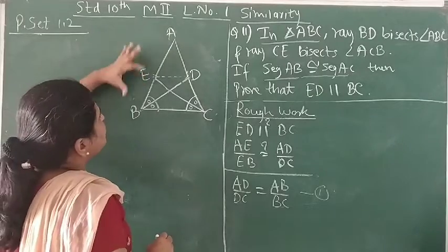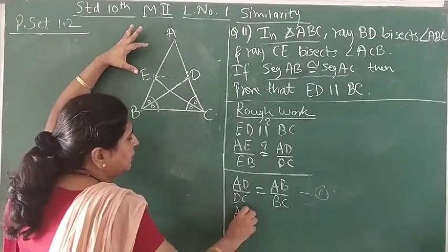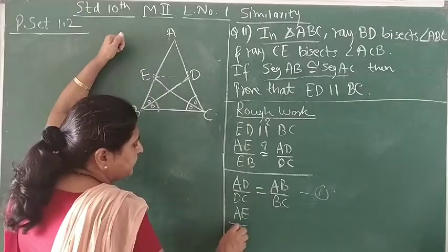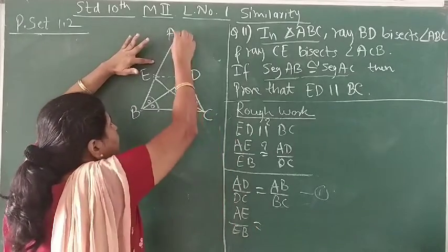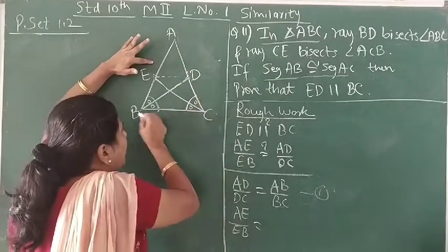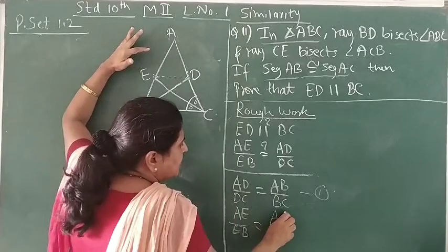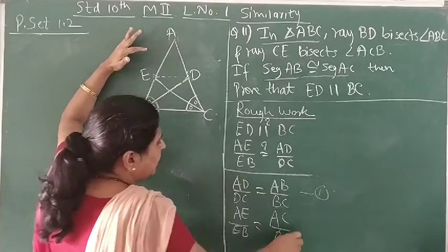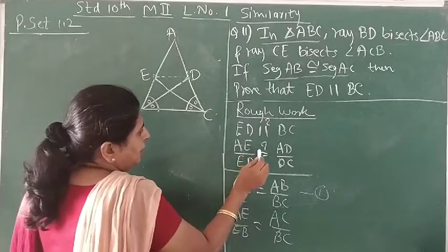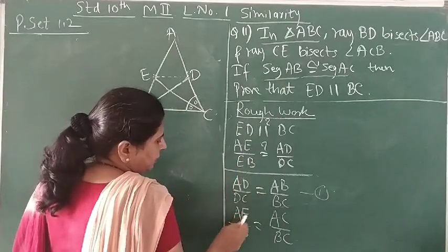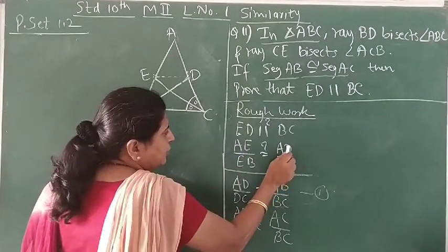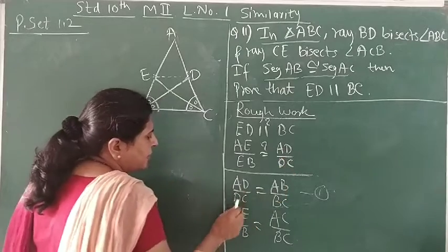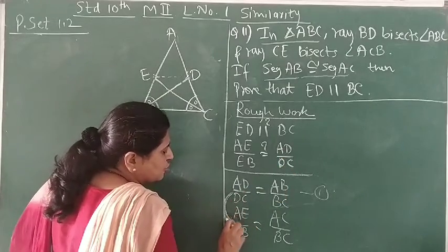And if we take the ratio of these two parts, AE upon EB is going to be equal to the remaining sides, AC upon BC. Now if you check, AE upon EB is equal to AC upon BC, and we have to prove AD upon DC equals AB upon BC. Means we have to prove these two ratios to be equal.